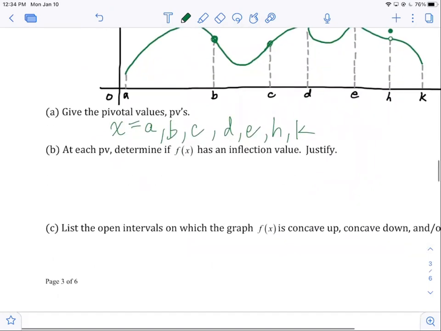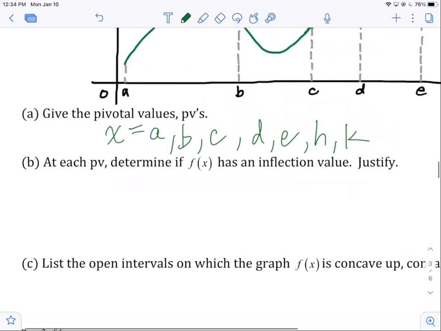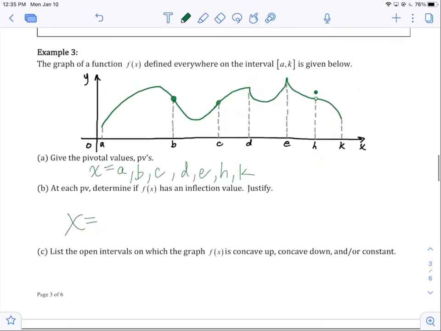Now, at each PV, determine if it's an inflection value, yes or no. The values are the X's, the points are the X and Y's, right? So I'll use those sometimes interchangeably, an inflection value and an inflection point. That just contains the Y value. Now, let's just go through and list them, and we can justify without writing it down because it takes a while. Is A going to actually be an inflection value? We're looking for a change in concavity. No. Sorry, A. What about B? Yes, concave down on the left, concave up on the right.